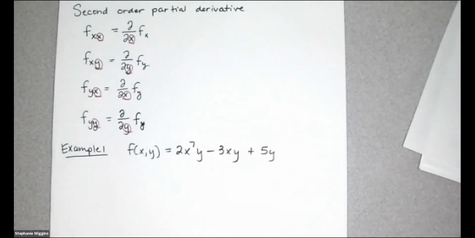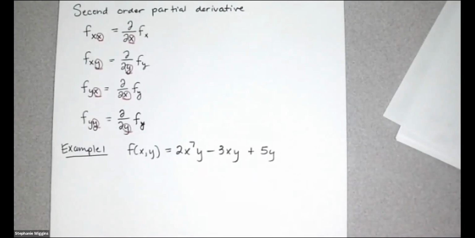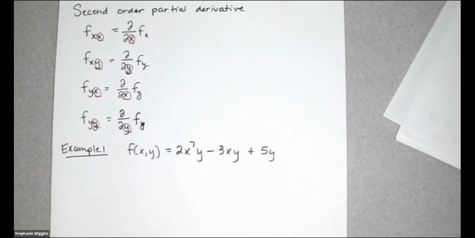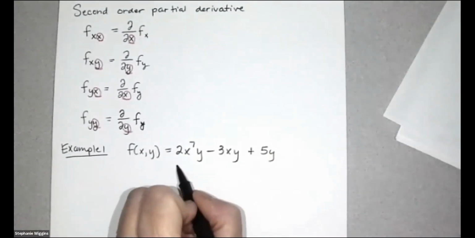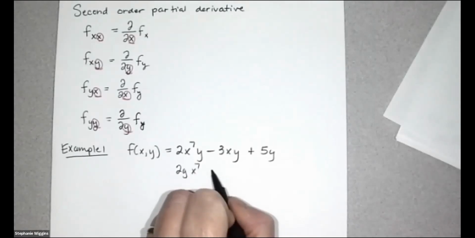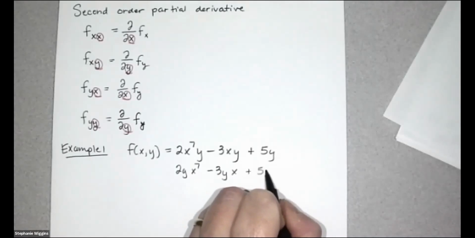Now first you're going to differentiate with respect to x. So that means you're going to hold y constant. So what I'm going to do is rewrite this function, and I'm going to move the y's next to the constants just to emphasize the fact that we're holding y constant. So I'm going to write it as 2y x to the 7th minus 3y times x plus 5y.